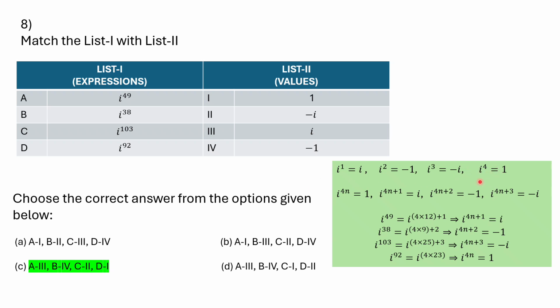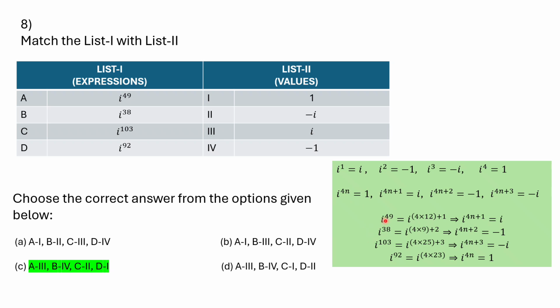And from this, we can get iota to the power 4n equals 1. Iota to the power 4n plus 1 equals iota. Iota to the power 4n plus 2 equals minus 1. Iota to the power 4n plus 3 equals minus iota. तो हम कंपेयर करेंगे इसको इन 4n plus 1, 4n plus 2, 4n plus 3 क्या होने वाला है. ठीक है. And here n is the integer.